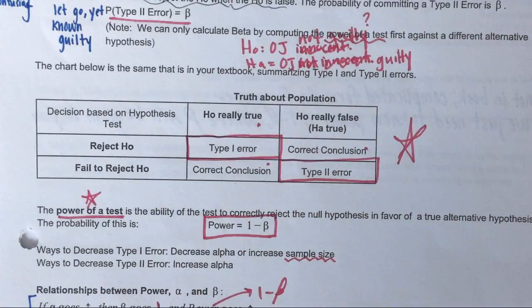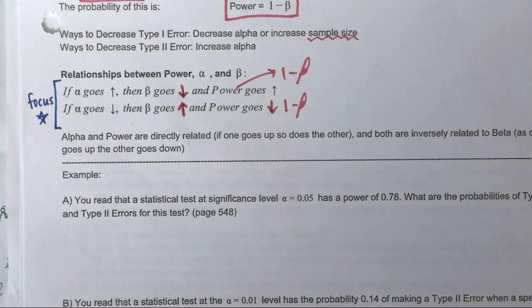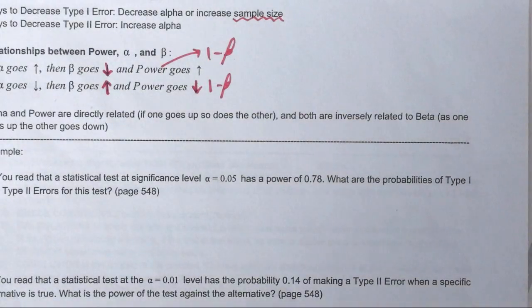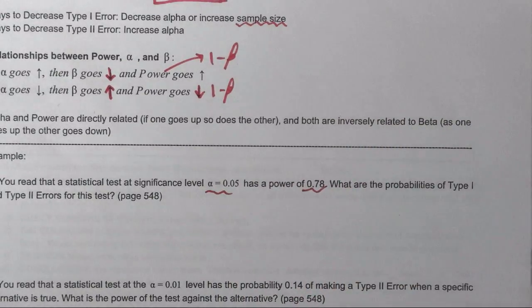Okay. We gotta do this one now. You read that a statistical test at significance level alpha of 0.05 has a power of 0.78. What are the probabilities of type 1 and type 2 errors for this test? So we can actually calculate the probabilities for this.